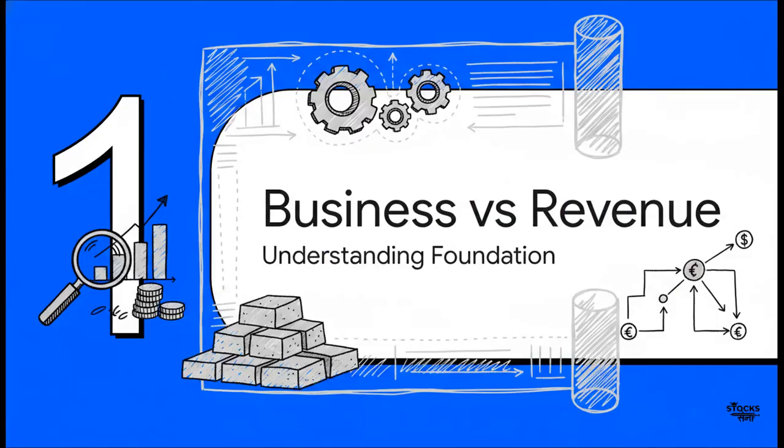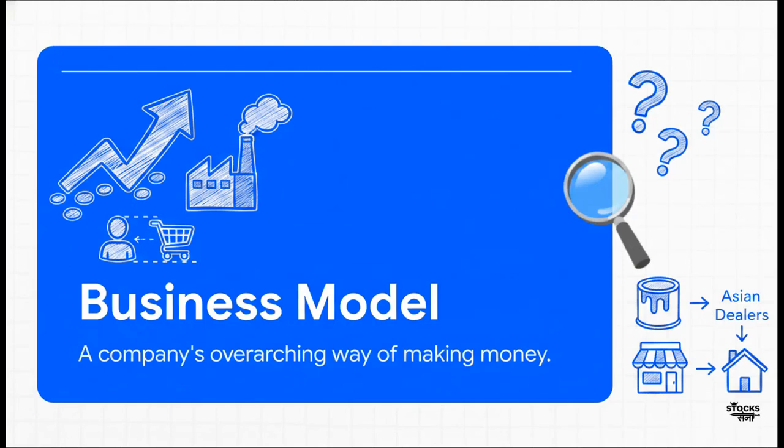Section 1. Business versus revenue models. Understanding the foundation. Okay, let's dive right into this. To be a smart investor, you need to know exactly what you're looking at. And it really all starts right here. First up, the business model. Think of this as the broad, big-picture strategy of the operation. A business model is simply a company's overarching way of making money.